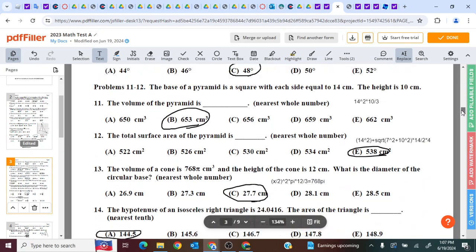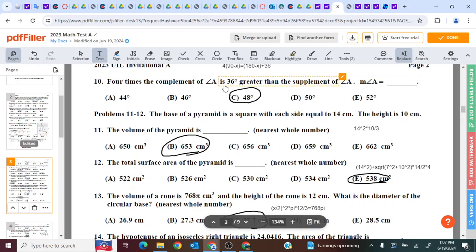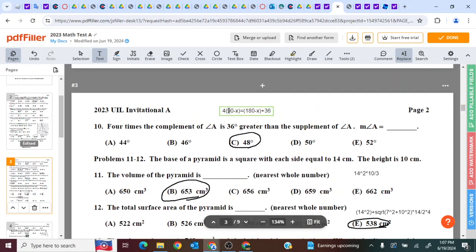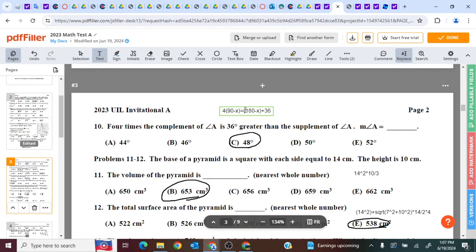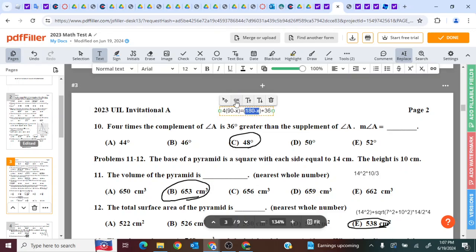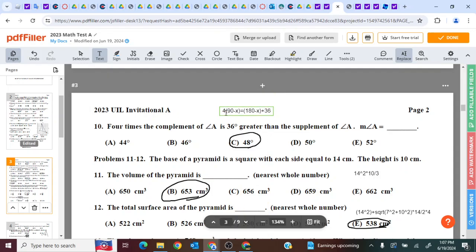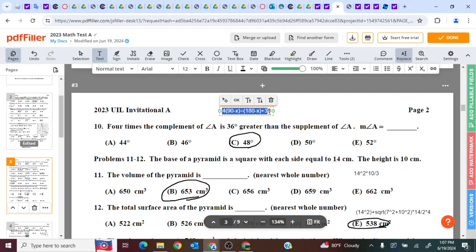Okay, number 10. 4 times the complement of A is 36 greater than the supplement of A. Well, you just write that out. The complement of an angle is 90 minus that angle, and the supplement is 180 minus that angle. So just put that into EQ solver, and you will get an angle of 48. 4 times the complement is equal to the supplement plus 36.